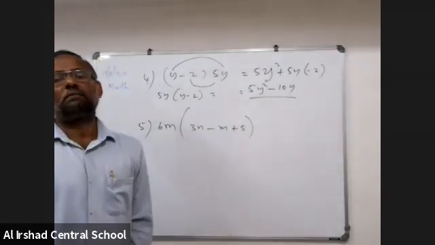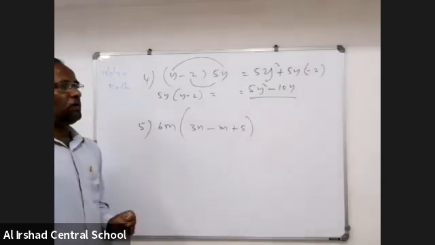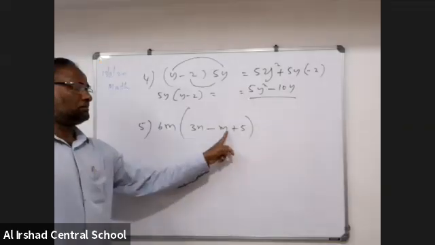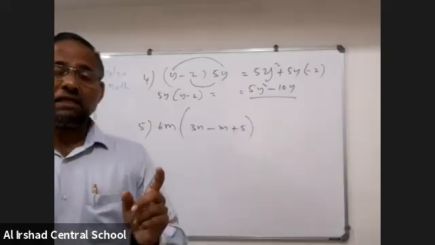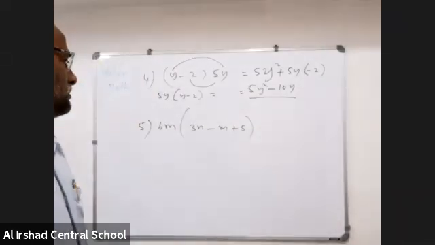Second term is there, minus m plus minus m. What is the coefficient of n? The coefficient of n is 1, n. Coefficient of n is 3, coefficient of m is minus 1. Minus is dangerous, I told you many times.